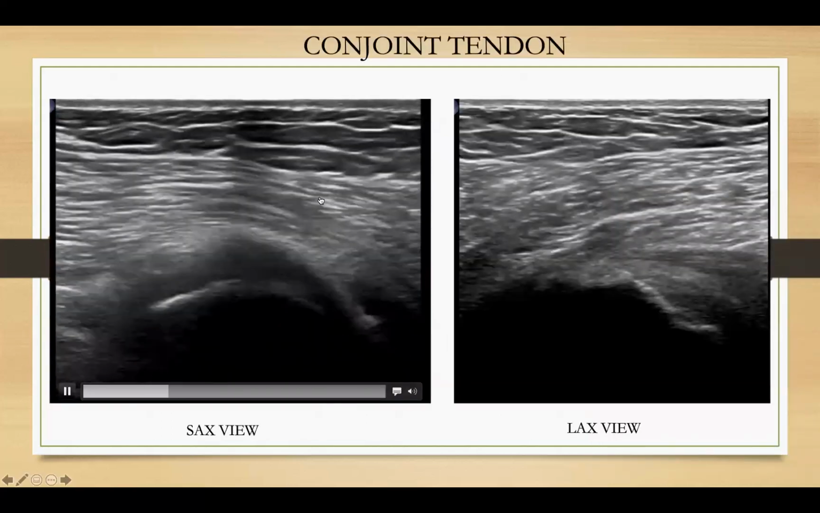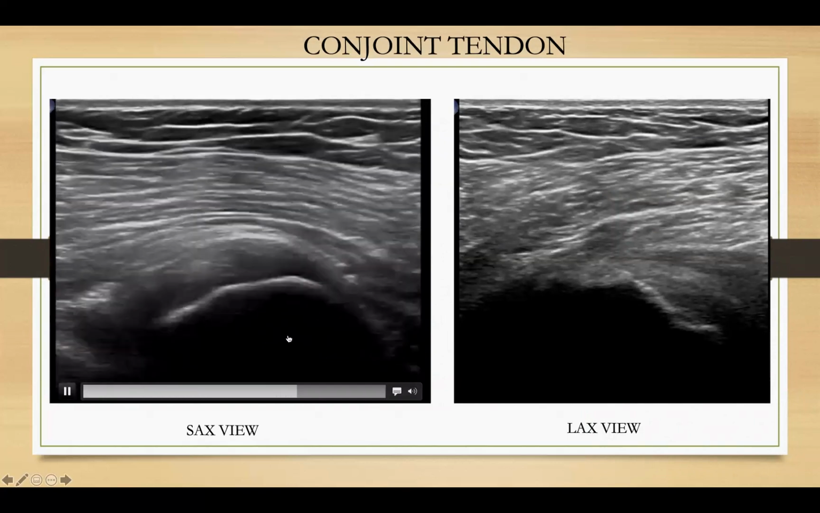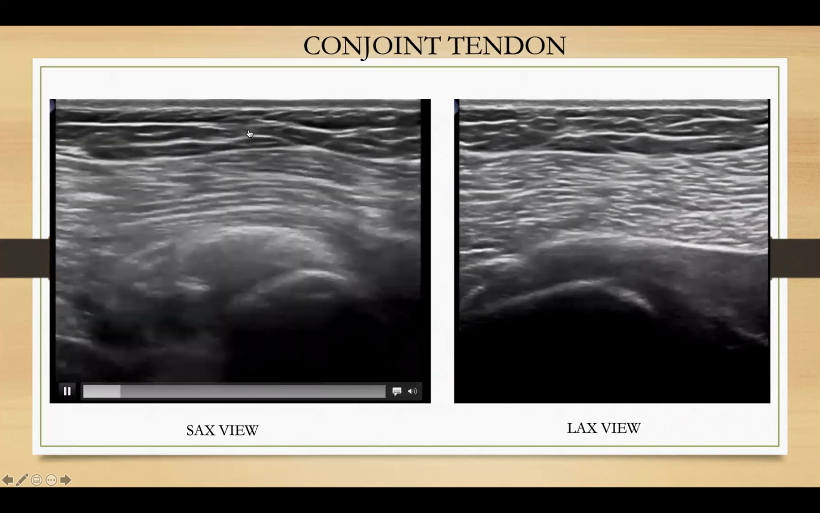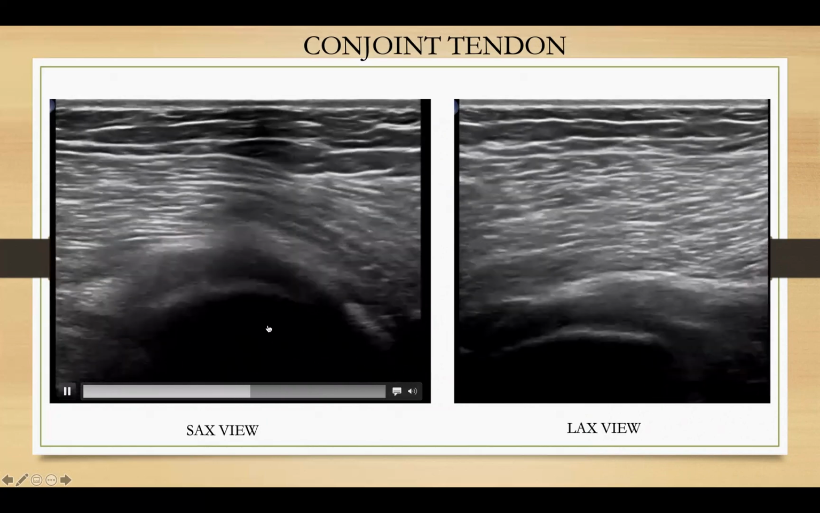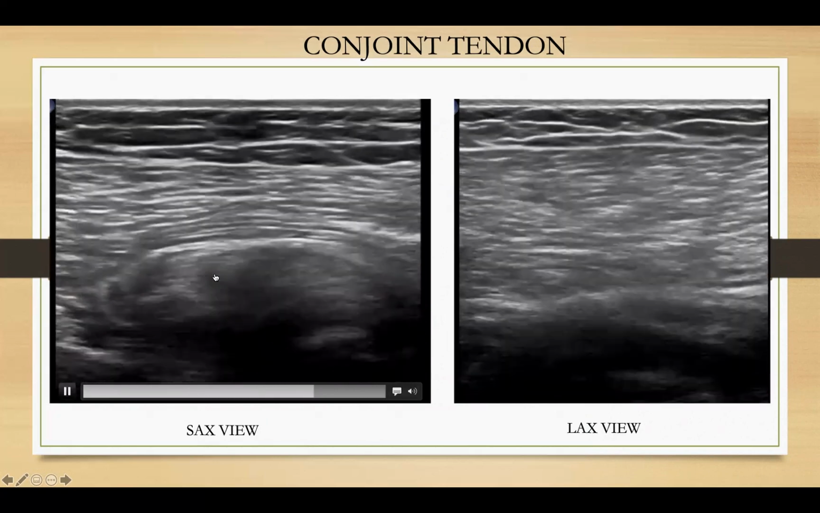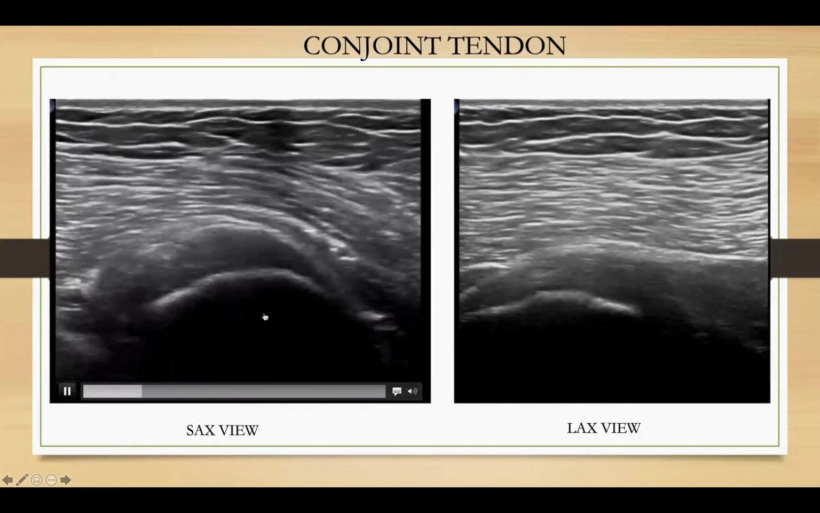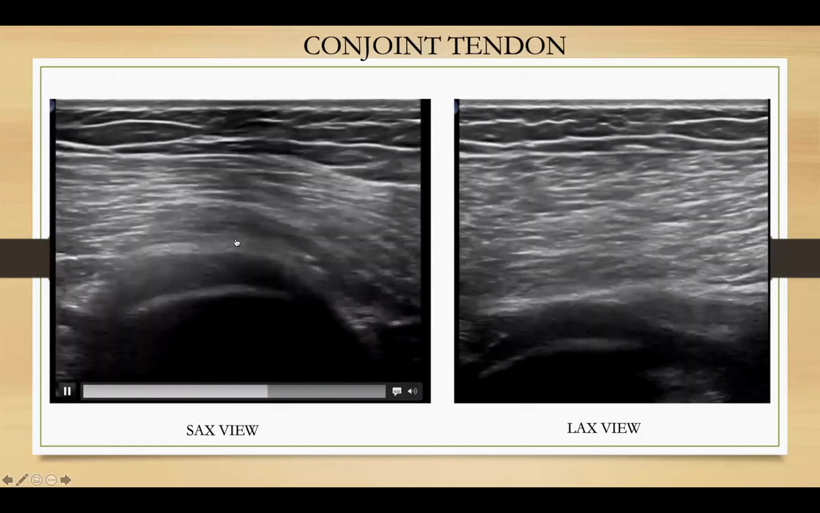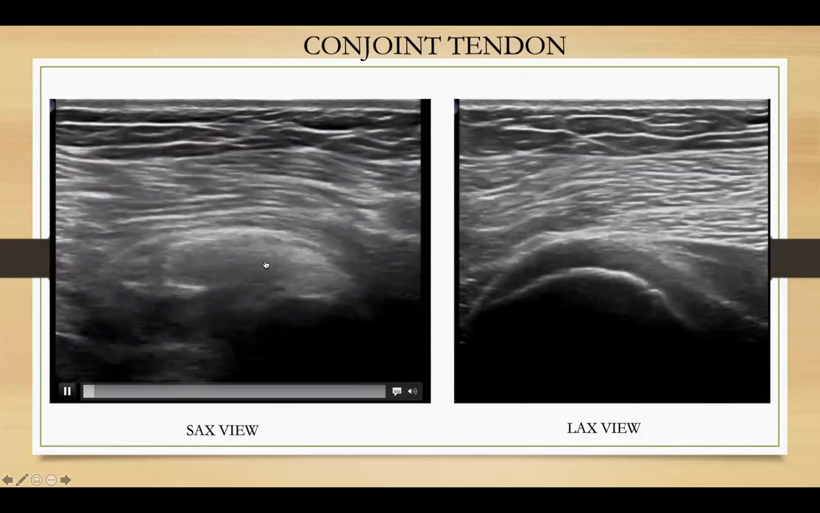There's a couple of videos I'm going to show you today. I'll try to go through them slowly with you. Most of them are oriented similarly. So the top of the screen here will be superficial, the left is lateral, the right is medial, and the bottom will be deep. Here's a short axis view of the conjoint tendon. This area here is the ischial tuberosity. Overlying it is the conjoint tendon, and then overlying that is the ischiogluteal bursa, followed by the gluteus maximus muscle.